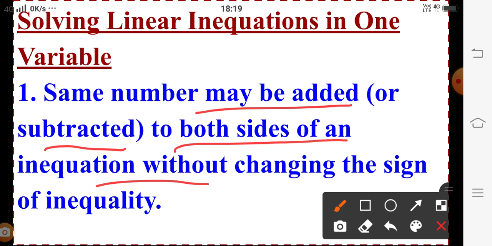Suppose you have to eliminate a number. If the number is positive, then you have to subtract the same number on both sides. Similarly, if you have to eliminate a negative number, then you have to add a positive number on both sides.